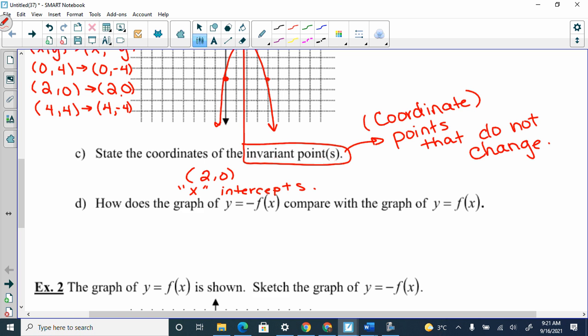How does the graph of y equals negative f of x compare to the graph of y equals f of x? It's a reflection in the x-axis because it affects the y. Reflection, no s.